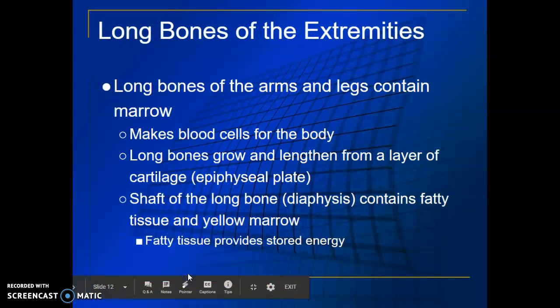So, the long bones of your extremities. Remember I said the long bones are your arm bones and your leg bones.